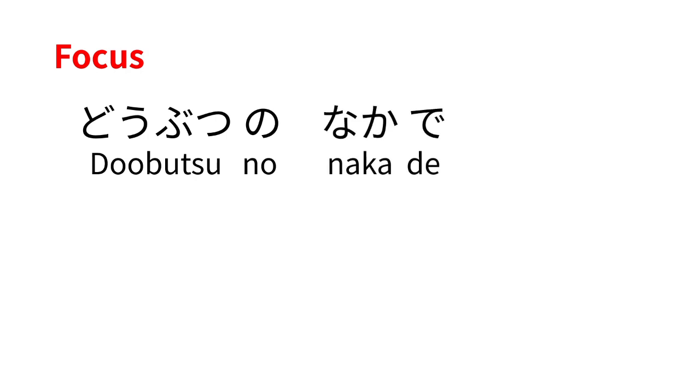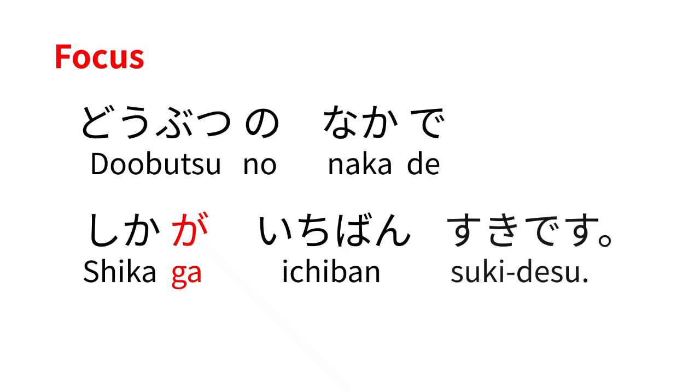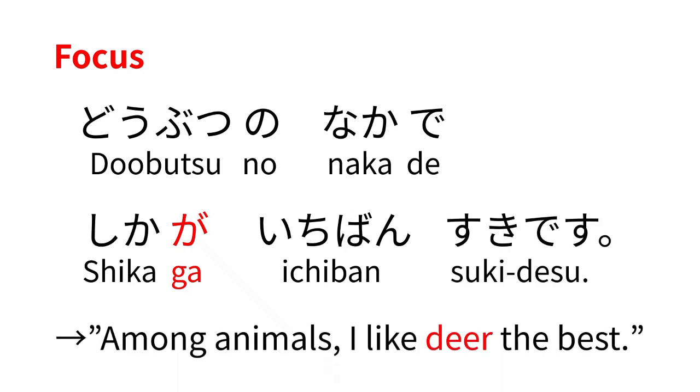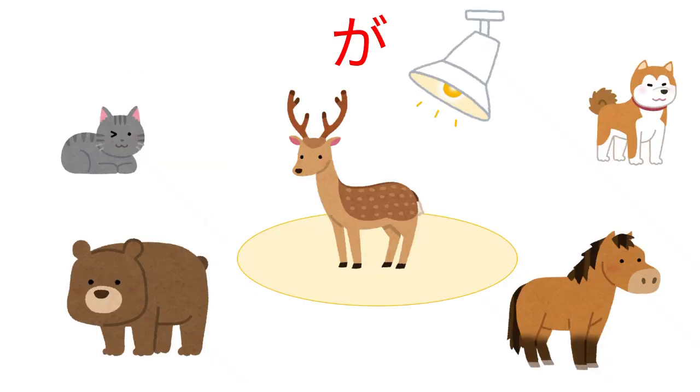The particle ga can also highlight something, like choosing one from a group. For example, 動物の中で鹿が一番好きです。Among animals, I like deer the best. The particle ga gives focus to the deer. With ga, the speaker shines the spotlight on the deer and not on other animals.